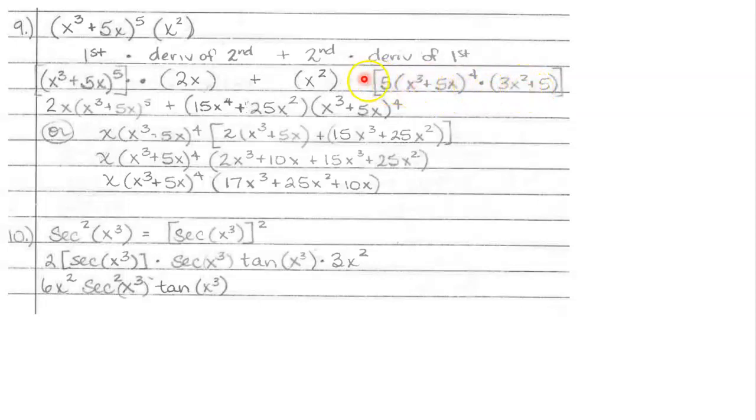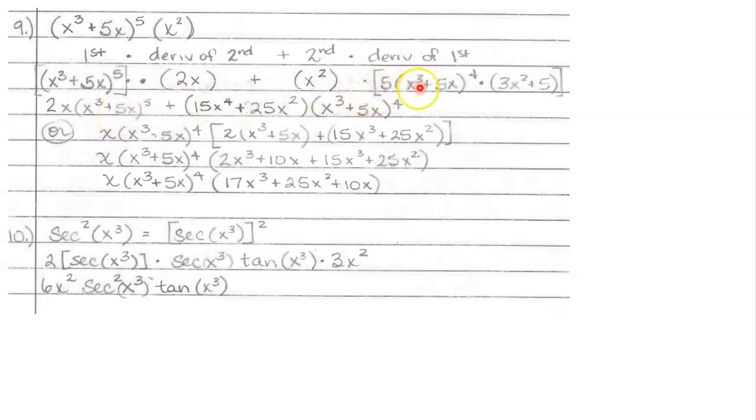So this is derivative of the outside. This is derivative of the inside. All right, so first times derivative of second plus second times derivative of first. Now we're going to simplify, and there are a couple of ways we could do that. So I pulled this 2x out in front, and then here's our x cubed plus 5x to the 5th.